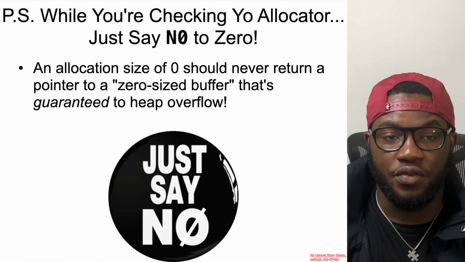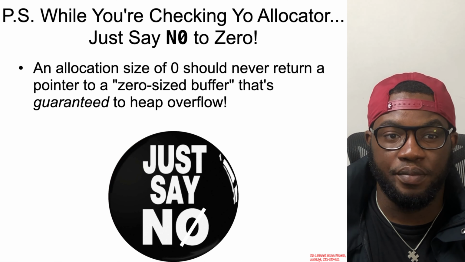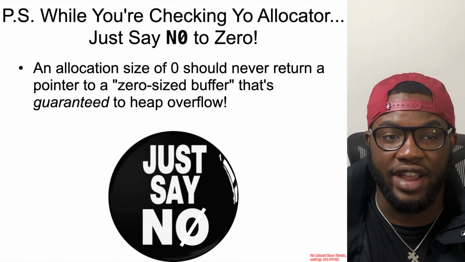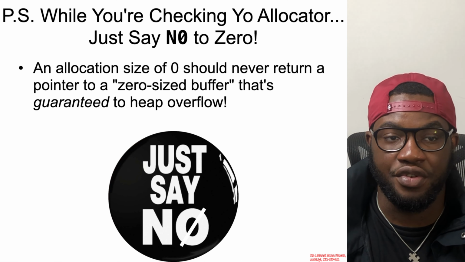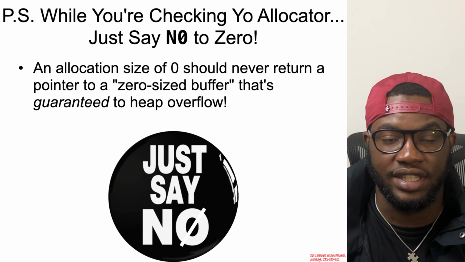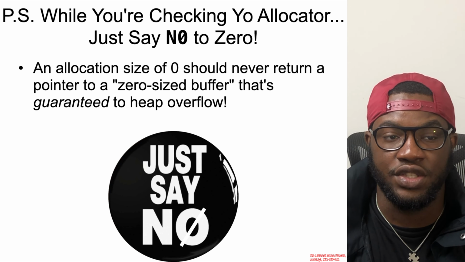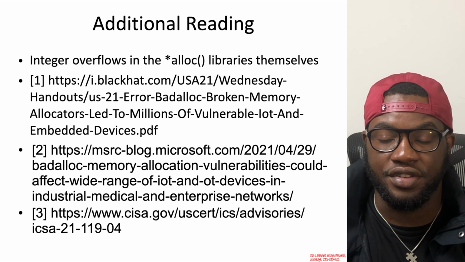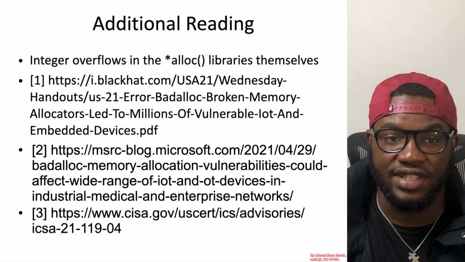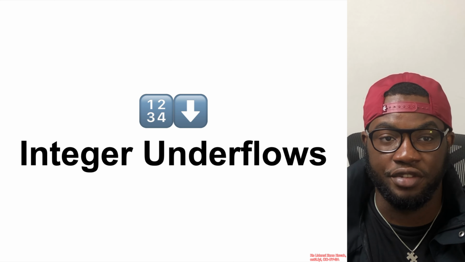Whilst we're at it, we want to draw your attention to allocators that actually provide a valid allocation for size 0. Whenever you see this, it is bad code and would always lead to a heap overflow. For additional reasons on integer overflow, see the reference slides. Now let's talk about integer underflows.